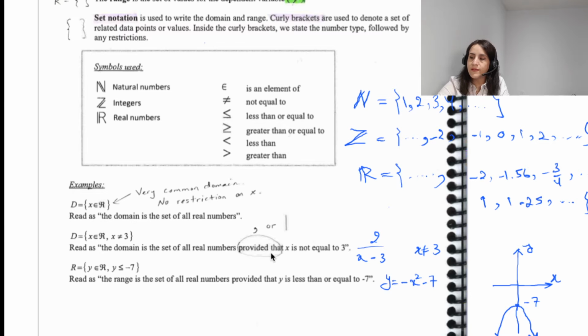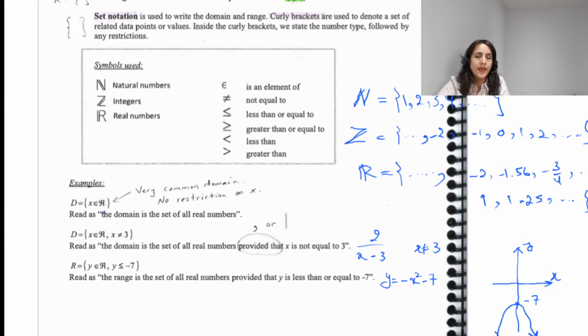We have a couple of examples here. Domain is x is an element of the real numbers. We read this as: the domain is the set of all real numbers. It's a very common one when there is no restriction for the x value. How about here? Domain is x an element of R, and x is not equal to 3. We read it as: the domain is the set of all real numbers provided that x is not equal to 3.